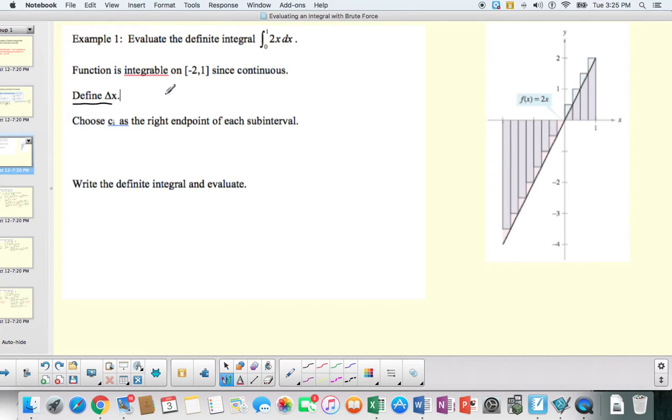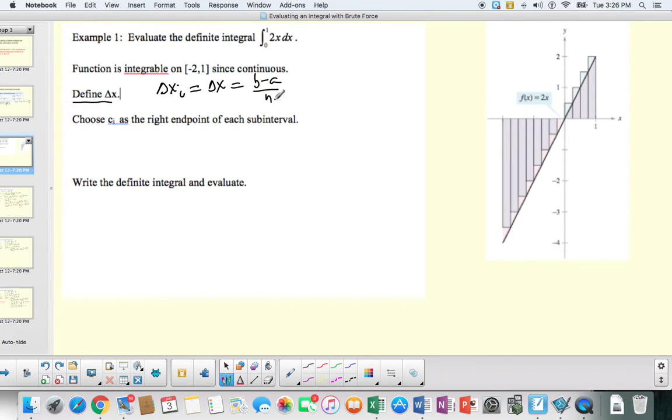First process is to define delta x. Okay, so delta x sub i, that means that's the width of each one of these rectangles, and they're all going to be the same size, b minus a over n, which is the width of the rectangle divided by the number. And since my b is 1, my a is 0, this is going to be 1 over n.